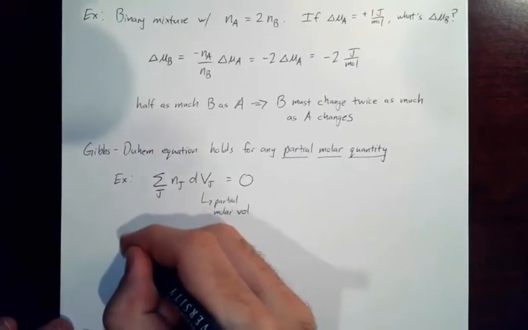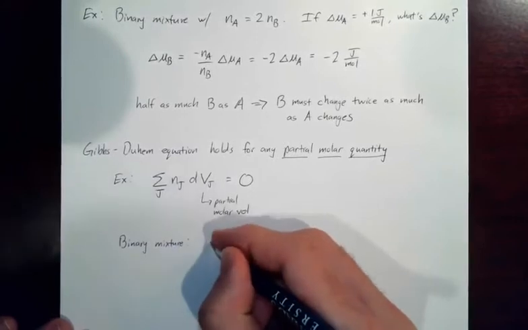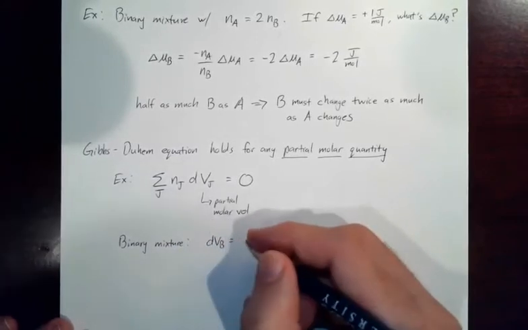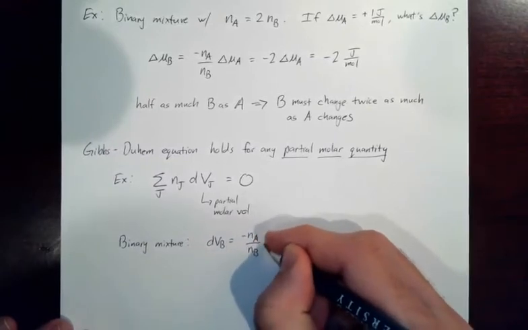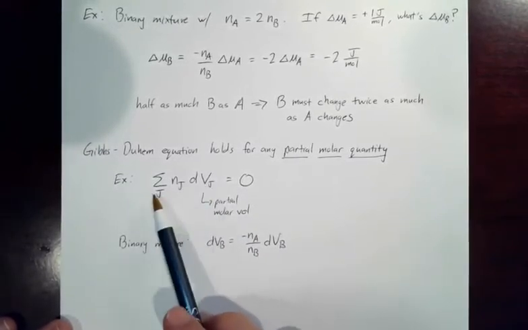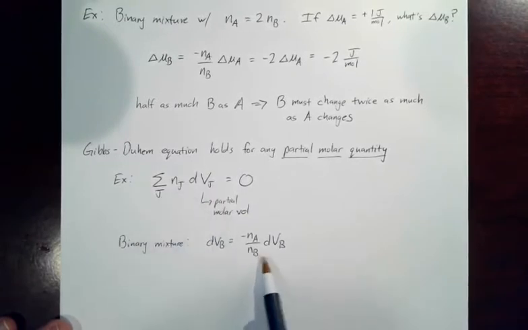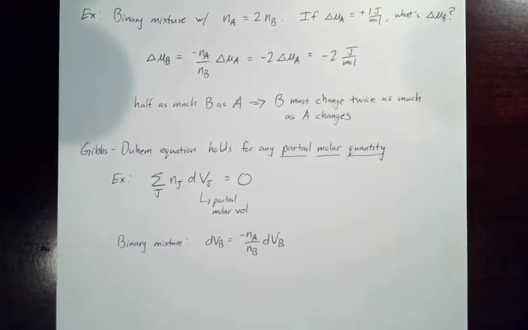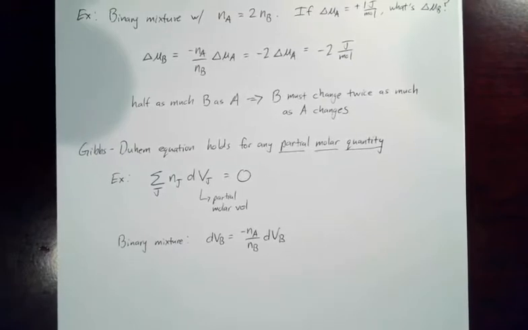And so this means for a binary mixture, dVB is equal to minus NA over NB dVA. So I'm just rearranging the equation that has two terms, A and B, in this sum, just like I did before for the chemical potential. All right, so let's take a look at how we can see this using some experimental data.